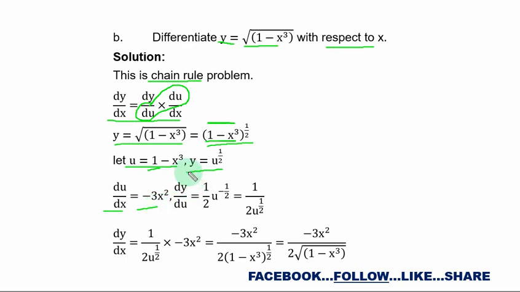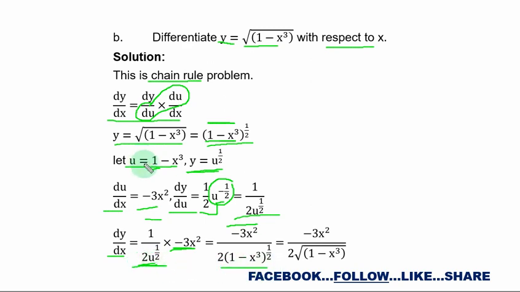Then differentiate y with respect to u, that is dy/du. If you use the same rule, you have 1 over 2 times u to the power of minus half. If you take this term down, the power becomes positive in this form. Now back to the rule. dy/ds is equal to dy/du, which is this, times du/ds. If you multiply this term by minus 3s squared, you have minus 3s squared, now over this term.